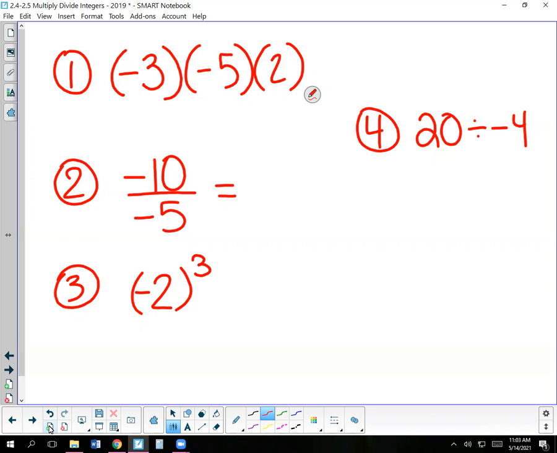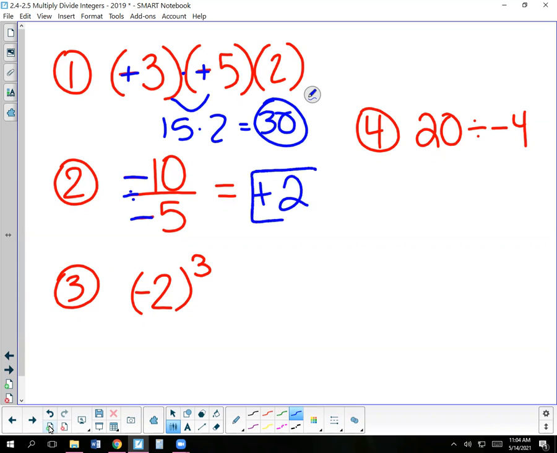Okay, so see how you did, for the first couple that you got. You're good. This is a negative times a negative, so these become positive. So this is 15 times 2, which is 30. This is a negative divided by a negative, which becomes a positive, and 10 divided by 5 is 2. Make sense?